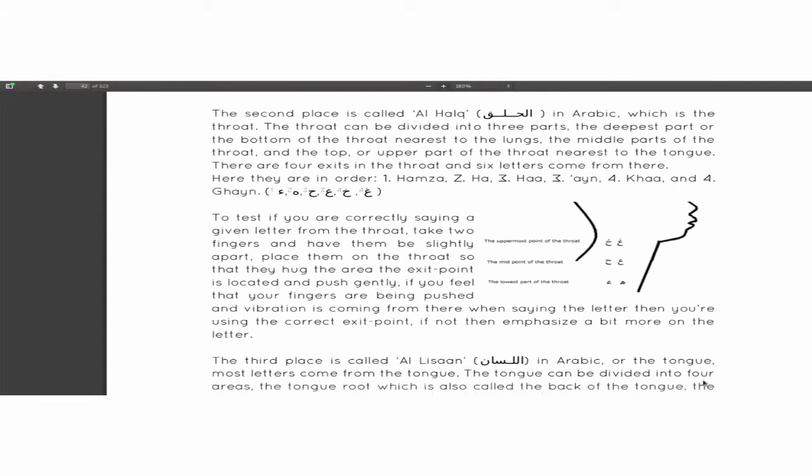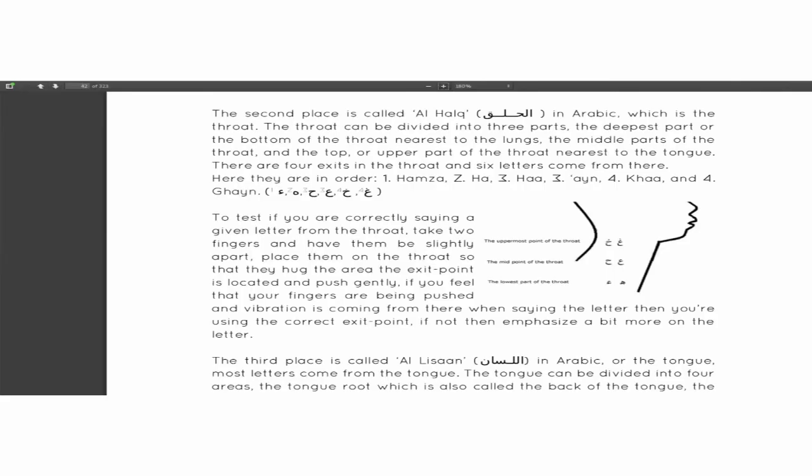The throat can be divided into 3 parts: the deepest part or the bottom of the throat nearest to the lungs, the middle part of the throat, and the top or the upper part of the throat nearest to the tongue. There are 4 exits in the throat and 6 letters come from there. Here they are in order: Hamza, Ha, Ha, Ain, Kha, Ghain.